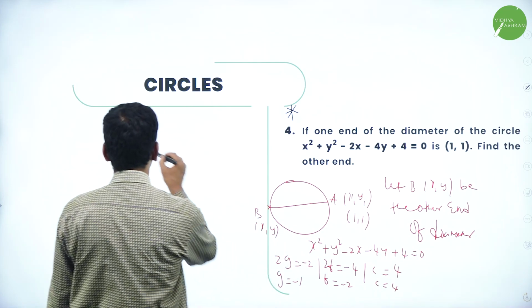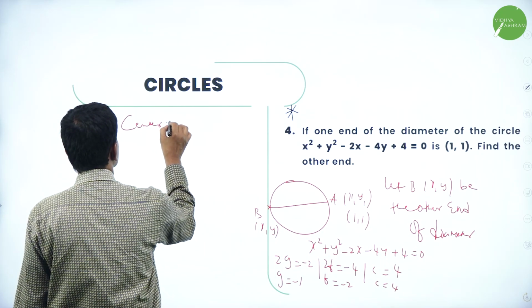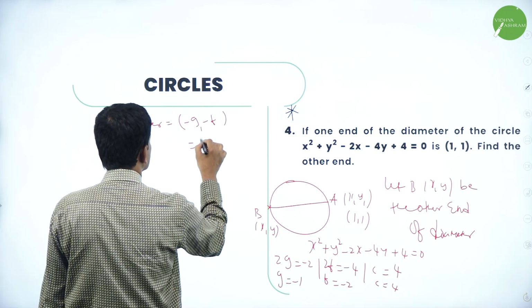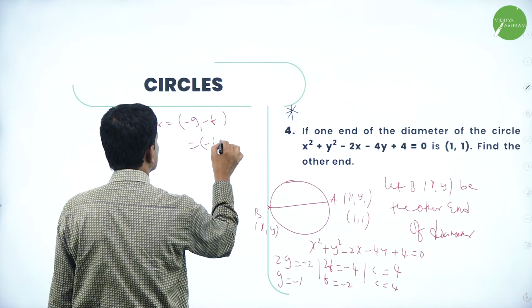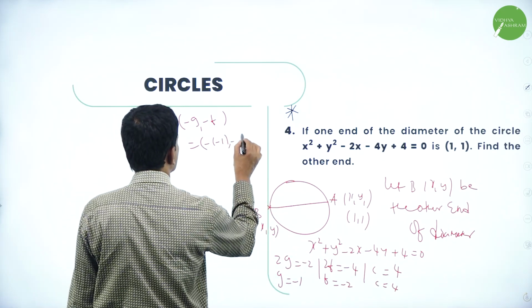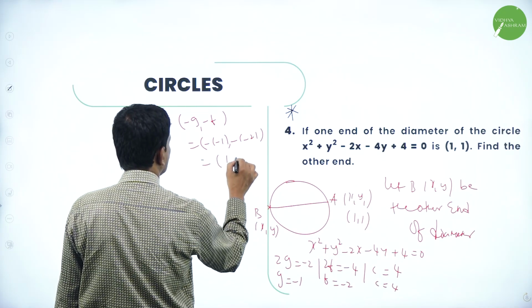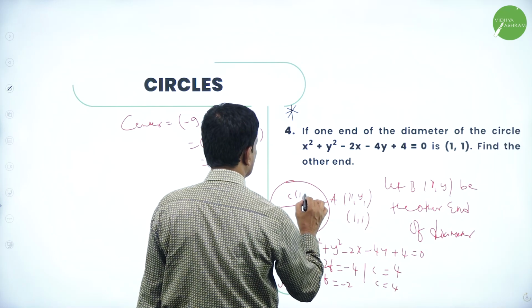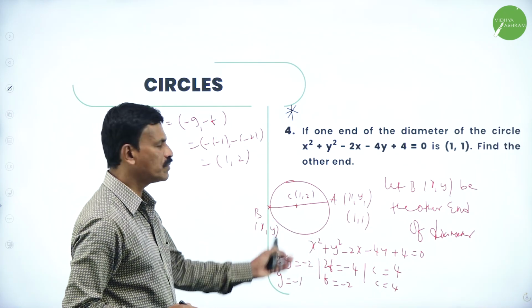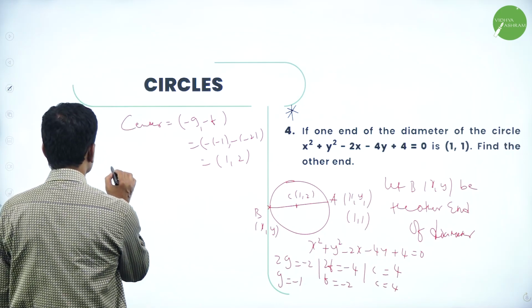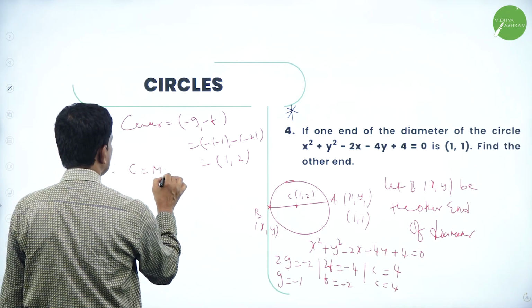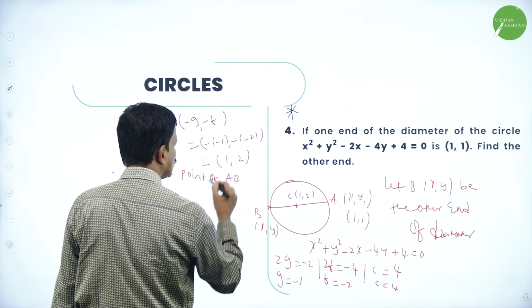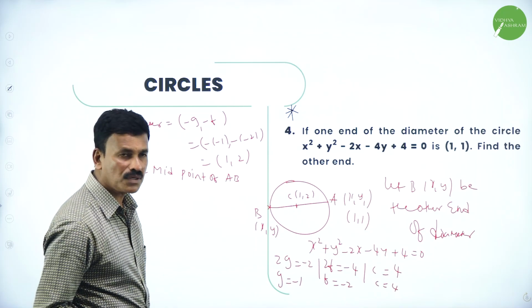Now the center is equal to, what is the center? Minus g comma minus f, that's equal to minus of minus 1 comma minus of minus 2. So this is equal to 1 comma 2, is the center of the circle. Now this center is the midpoint of AB. Since C is the midpoint of AB, the center of the circle is the midpoint of AB.